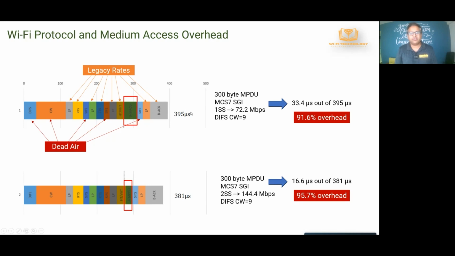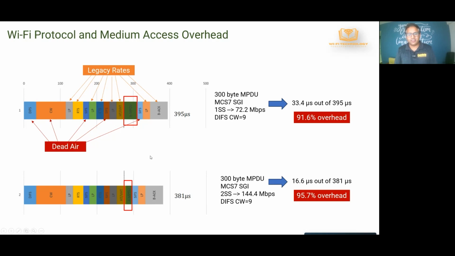So if you look at this particular example here, to send a 300 byte frame at MCS 7, one spatial stream, short guard interval, the physical layer data rate is about 72.2 megabits per second, which means that you only need about 33 microseconds to send this frame on the air. To send the 300 bytes, you only need 33 microseconds, out of the 395 microseconds that are being used for the transmission. Which means that you have 91.6% overhead, right?